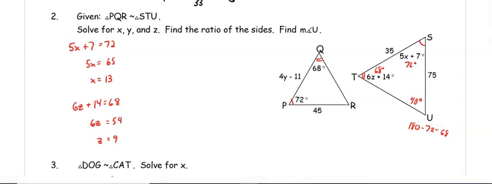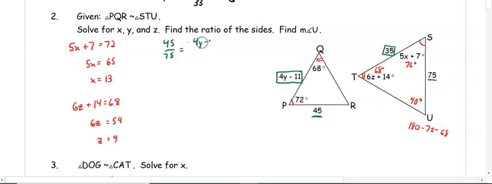We also want to find y in the ratio of the sides. So to find y, we look at the sides that we are given. So we are given PR is 45. PR is the first and third letters, so it is going to correspond with the first and third letter of the other triangle, which is going to be SU. So we have 45 over 75 equals. Then we are looking for this side, PQ, which is the second and first letter. So that is going to correspond with the side that's 35. So we have 4y minus 11 over 35.